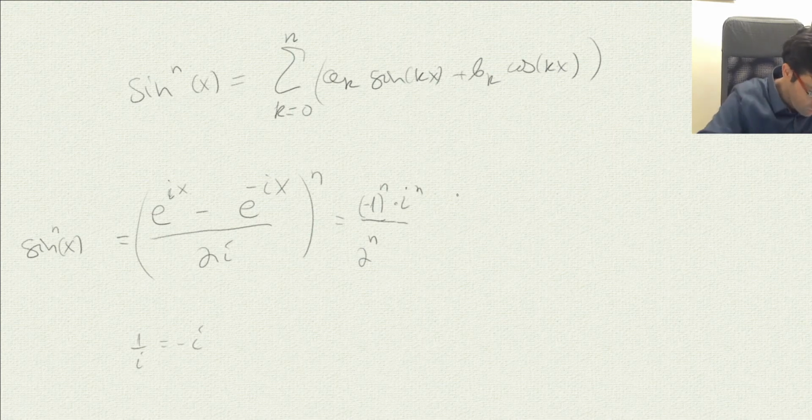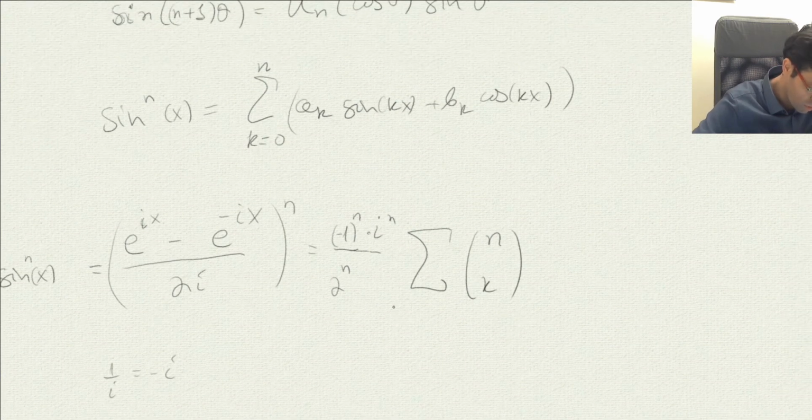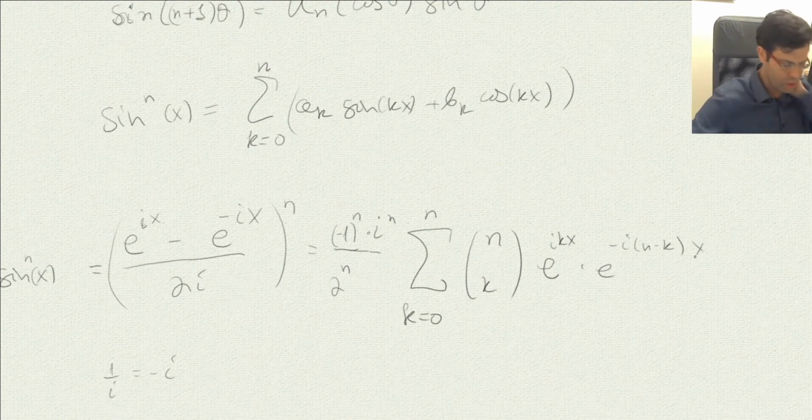And then for this expression, we use the binomial formula. So this is going to be n choose k. And here we're going to have the following. So k, of course, runs from 0 to n. And what we're going to have here is e to the i kx times e to the minus i (n minus k) x. That's the sum that we basically need to evaluate.